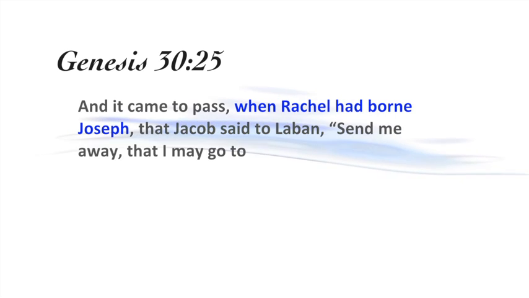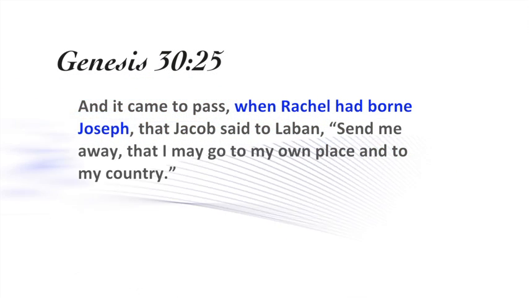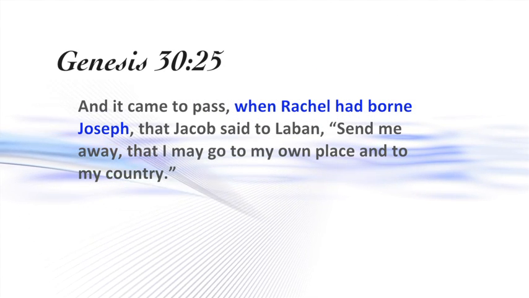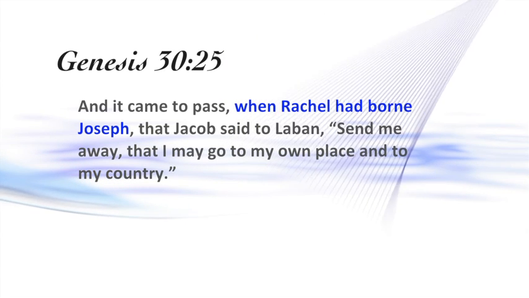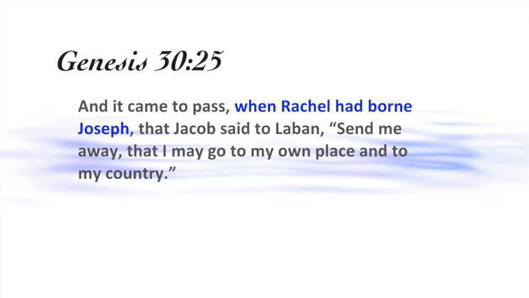We read in Genesis 30:25, "It came to pass when Rachel had borne Joseph that Jacob said to Laban, 'Send me away, that I may go to my own place and to my country.'" You see, at this point, he had now served 14 years, and so he was free to leave. But Laban asked him to continue longer in return for cattle. So it was a further 6 years before he left Laban, making a total of 14 plus 6, making a total of 20 years.